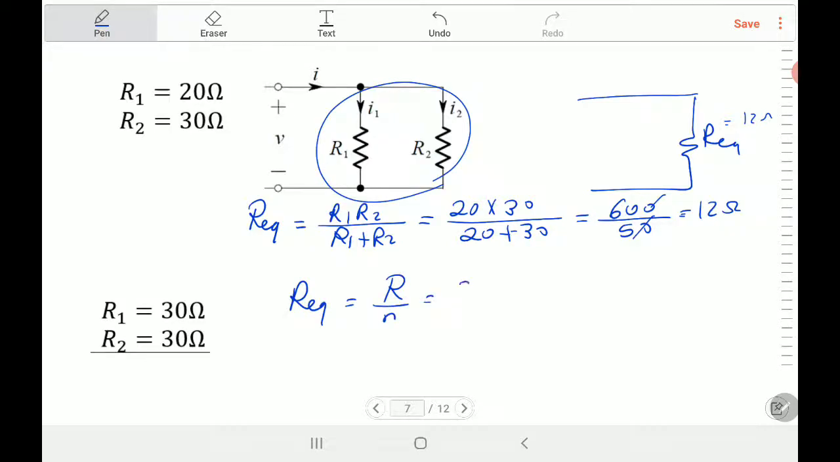Each resistance is equal to 30 ohm, and you got two in parallel, so N is equal to 2, and the resistance will be equal to 15 ohm. So you observe that this is opposite to the series. When you have series, you multiply N by R. When you have parallel, divide it by N.